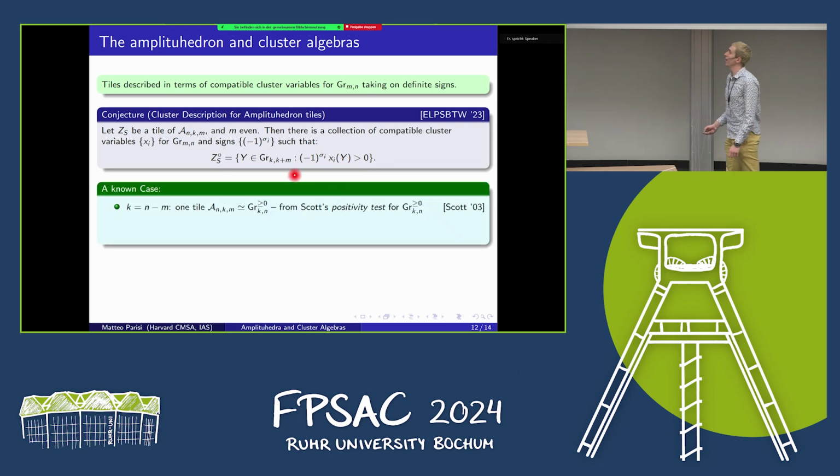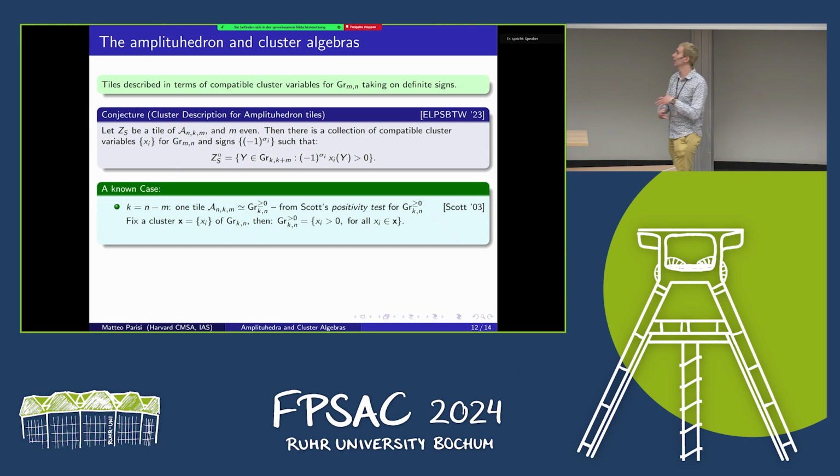A well-known case is when the amplituhedron is just the positive Grassmannian, as we saw before. There is only one tile, and the tile is the whole positive Grassmannian. This follows from the Scott positivity test for the positive Grassmannian, meaning that the positive Grassmannian can be characterized as the locus where the cluster variables of a given cluster are positive. So if you fix a cluster in the Grassmannian, you just need to demand that all the cluster variables in that cluster are positive, and that guarantees that you are inside the positive Grassmannian.